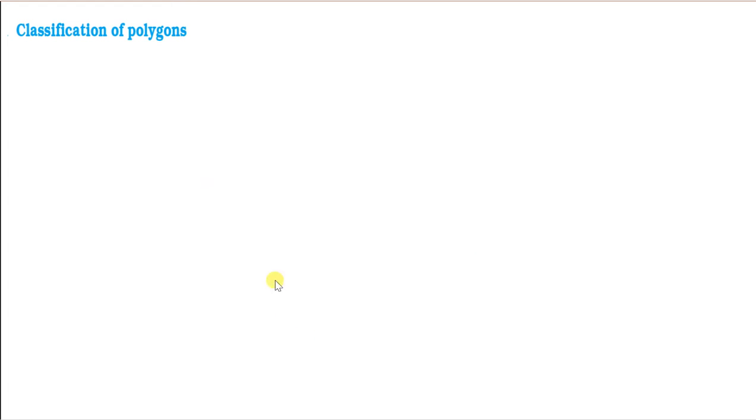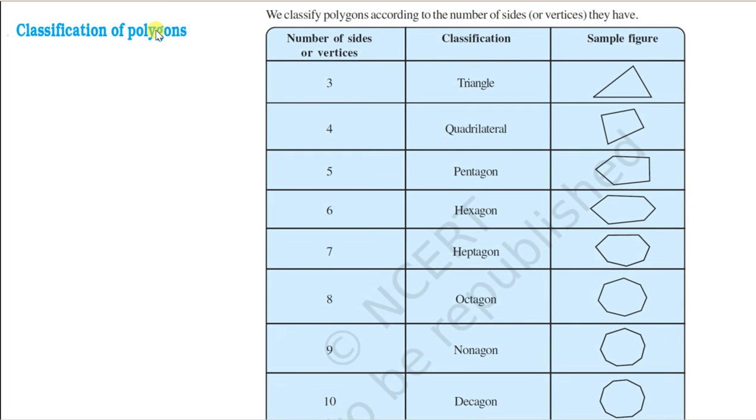Now, the classification of polygons on the basis of their number of sides, or you can say the number of vertices they have. If a polygon is having three vertices or three sides, then it is named as triangle, like this. If it is having four vertices or four sides, then it is called quadrilateral, like this. And you have studied in lower classes also the different types of quadrilaterals like square, rectangle, etc.